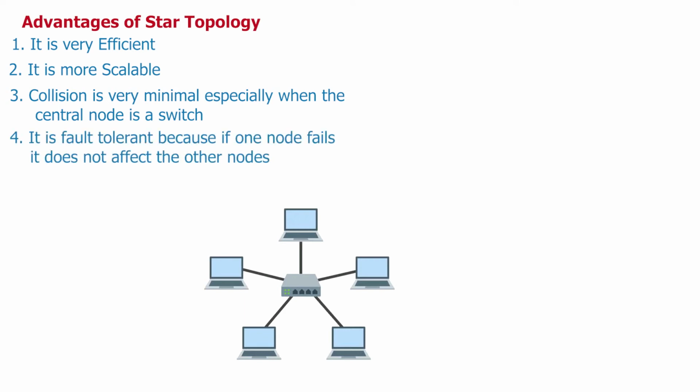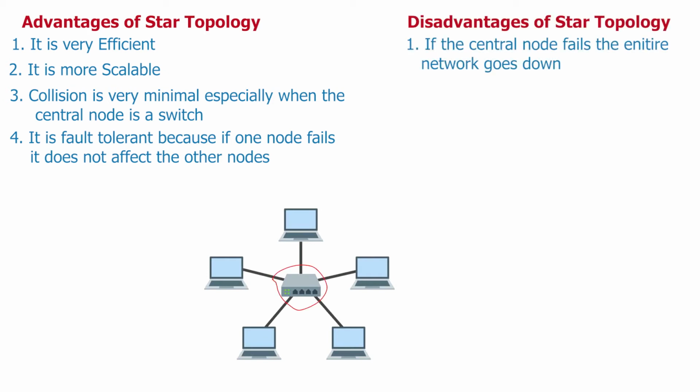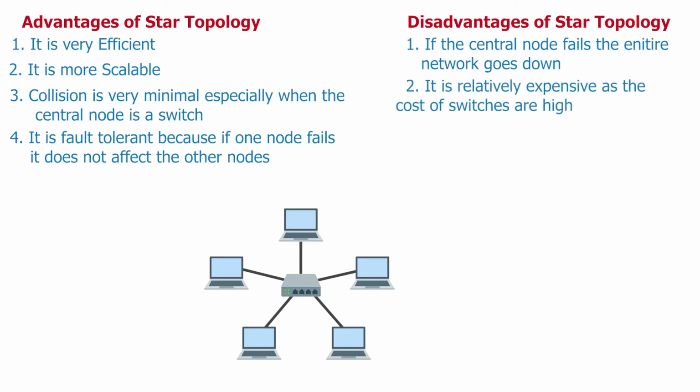It is also fault tolerant. This is because, if one node fails, it does not affect the other nodes. However, if the central node fails, the entire network goes down. It is also relatively expensive as the cost of switches is high.